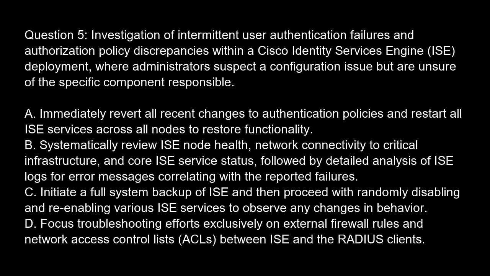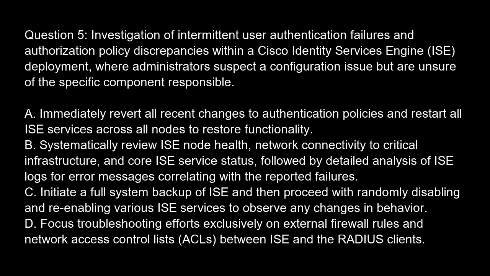Question 5. Investigation of intermittent user authentication failures and authorization policy discrepancies within a Cisco Identity Services Engine (ISE) deployment, where administrators suspect a configuration issue but are unsure of the specific component responsible. Option A. Immediately revert all recent changes to authentication policies and restart all ISE services across all nodes to restore functionality. Option B. Systematically review ISE node health, network connectivity to critical infrastructure, and core ISE service status, followed by detailed analysis of ISE logs for error messages correlating with the reported failures.